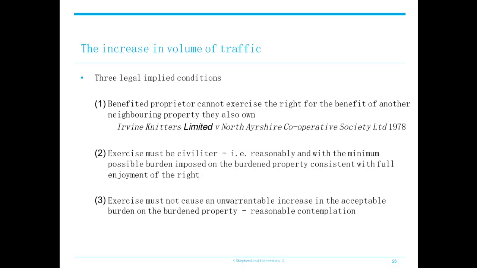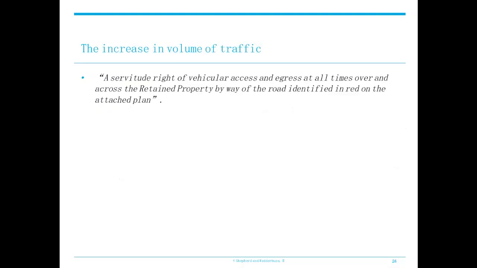So, you have to look at what was in the reasonable contemplation of the parties at the time the servitude was created. I don't think that's really clear from the very general express right we have here, which simply says that there is a servitude right of vehicular access and egress at all times over and across the retained property by way of the road identified in red on the plan. What do we do in this situation?